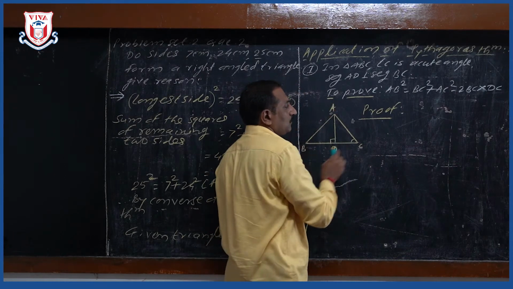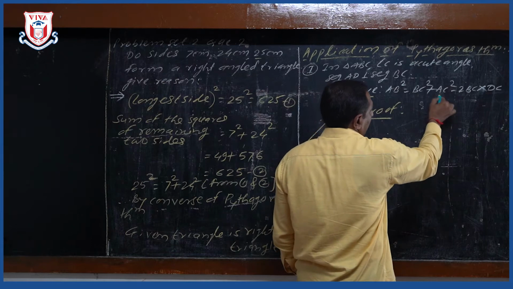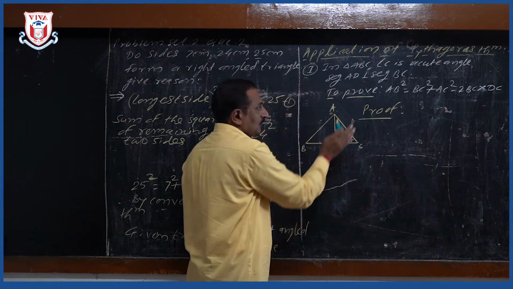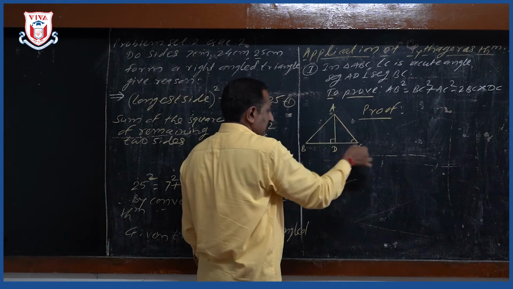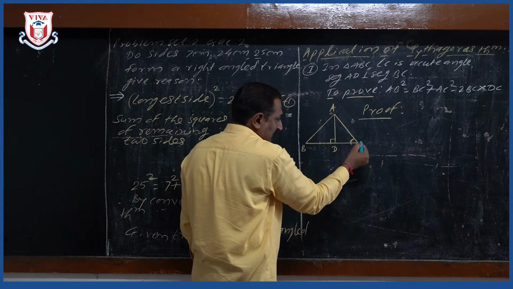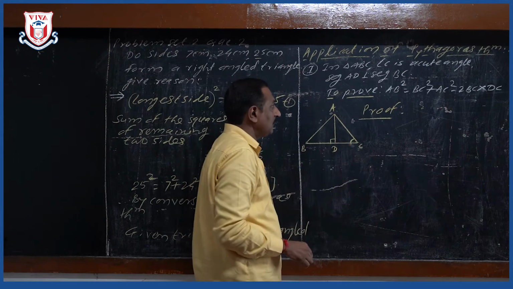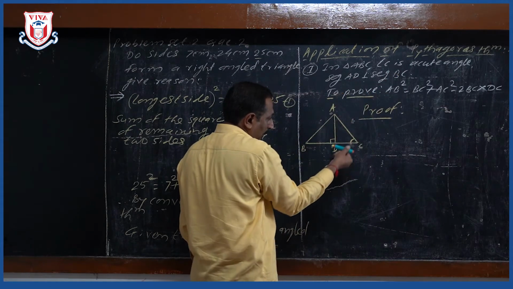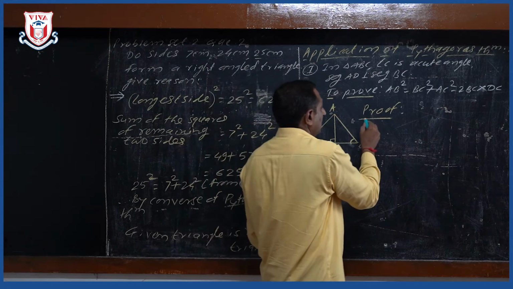Then prove that AB square is equal to BC square plus AC square minus 2BC into DC. From the given information, I draw the triangle ABC in which angle C is an acute angle, meaning its measure is less than 90 degrees, and AD is perpendicular to BC. This AD is perpendicular on side BC. Now, proof.